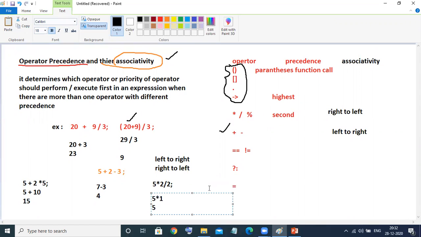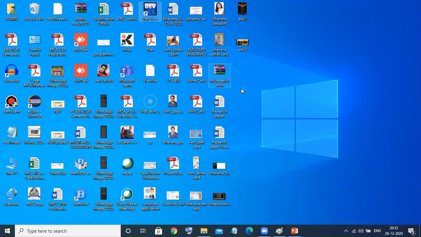So this is what is called operator associativity. This is all about operator precedence and their associativity. We can take one small example practically to better understand what exactly associativity means, and what would happen if we place the bracket here or if we do not place any bracket in the expression, how the expressions are going to be executed. To see this, we will take one example directly on the Dev C++ editor.